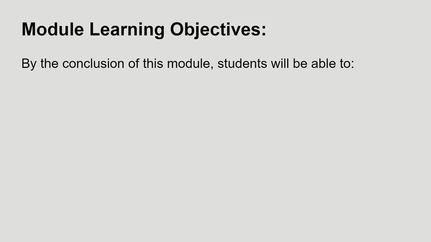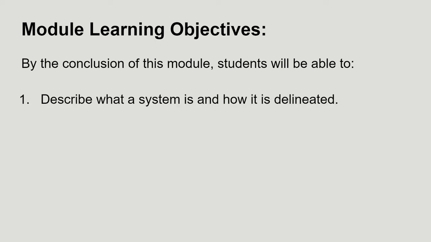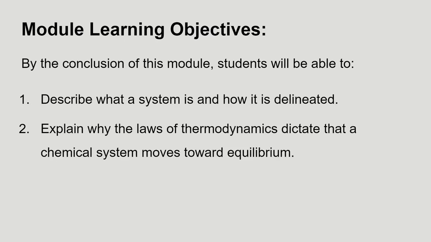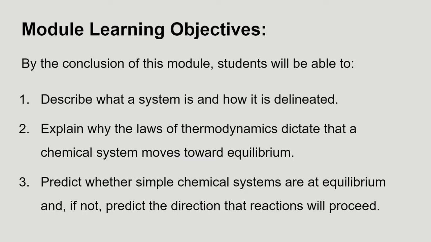First, let's go through our overall module learning objectives. By the conclusion of this module, you will be able to describe what a system is and how it's delineated, explain why the laws of thermodynamics dictate that a chemical system always moves towards equilibrium, and finally, you'll be able to predict whether simple chemical systems are at equilibrium, and if they're not, predict the direction that the reactions will proceed in order to bring these systems into equilibrium.